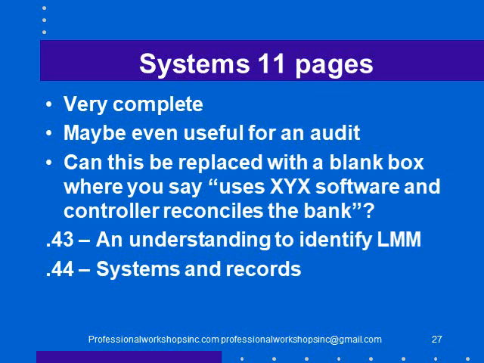Now the systems documentation, it is certainly very complete. Might even be good enough for a small audit, actually. It's a really complete form. But I would ask, can you, in your professional judgment, replace this with a blank box where you say, uses the following software package and the controller reconciles the bank? Is that all we need to understand about the system to identify likely material misstatement? And all we need to know about systems and records? And if that's your conclusion, I think you can replace that whole form with a blank box.